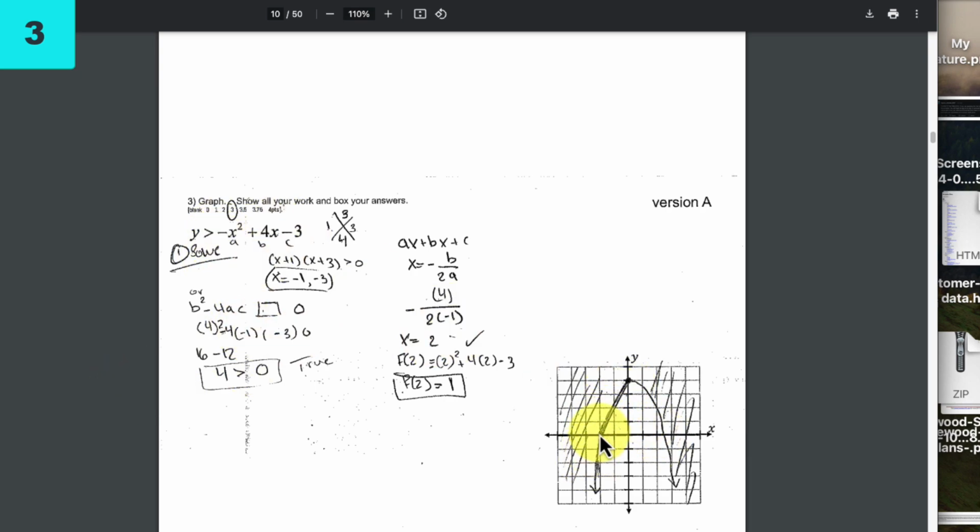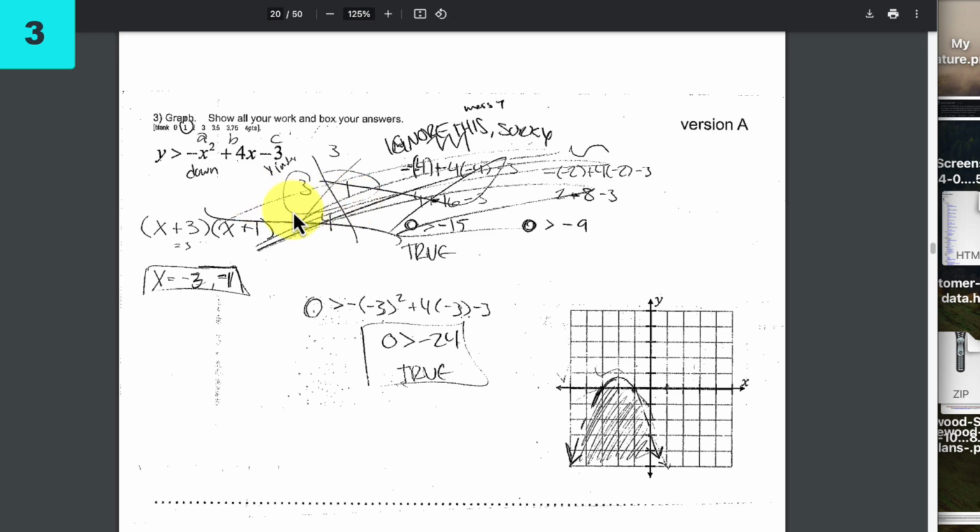It should not have been a solid but a dash because it has a greater than. This is why I tell you guys to use an eraser. But messy, someone told me to ignore it. That's why we have erasers, guys. Use pencil.